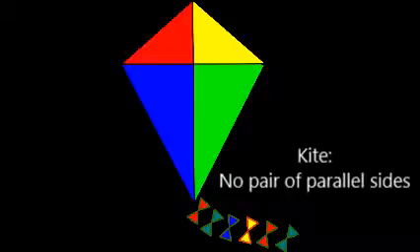The next kind of quadrilateral is a kite. And a kite has no parallel sides. Now these lines that are across from each other may look parallel, but they actually are not. And then eventually they will run into each other. So that's what makes a kite.